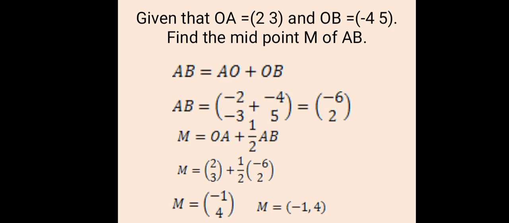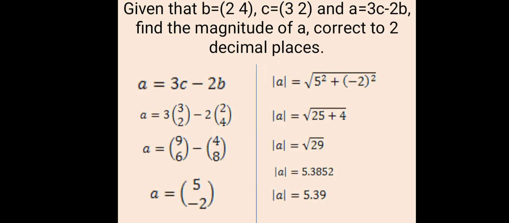Given that OA is equal to (2, 3) and OB is equal to (-4, 5), find the midpoint M of AB. Given that b is equal to (2, 4), c is equal to (3, 2), and a is equal to 3c minus 2b, find the magnitude of a correct to 2 decimal places.